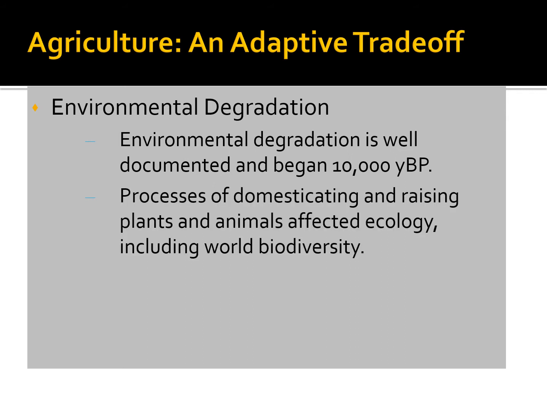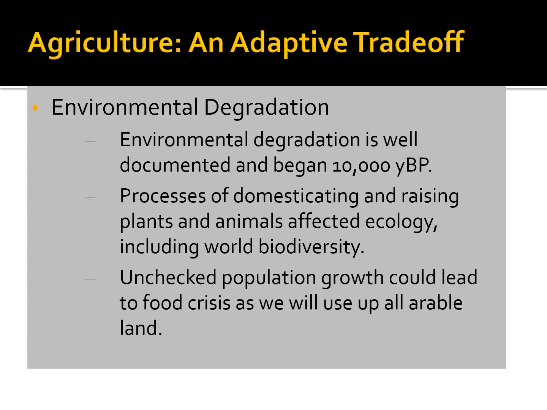So the process of domesticating and raising plants and animals affects local ecology as well as world biodiversity, right? By promoting some species over others, we effectively are limiting world biodiversity, right? An unchecked human population growth could lead to food crises as we use up all the arable land, right?